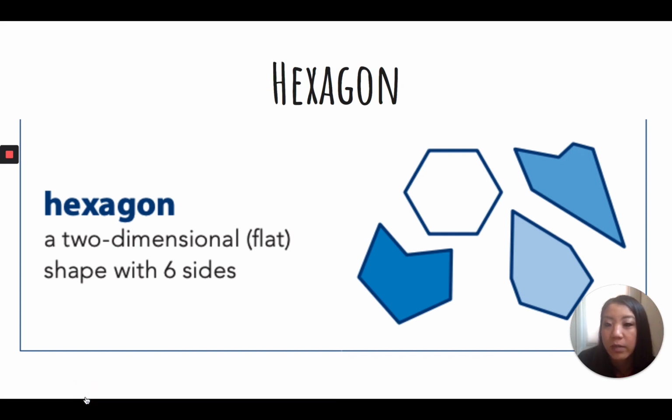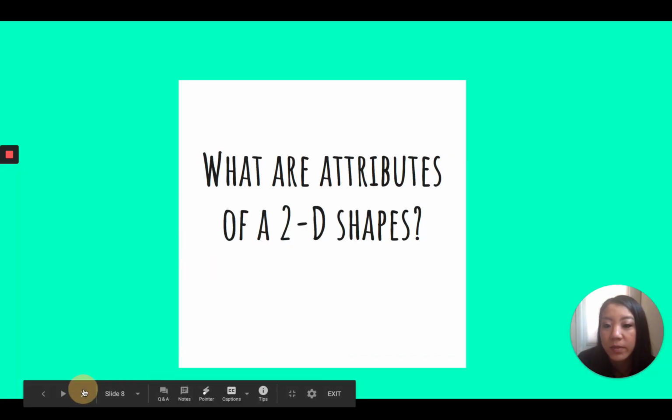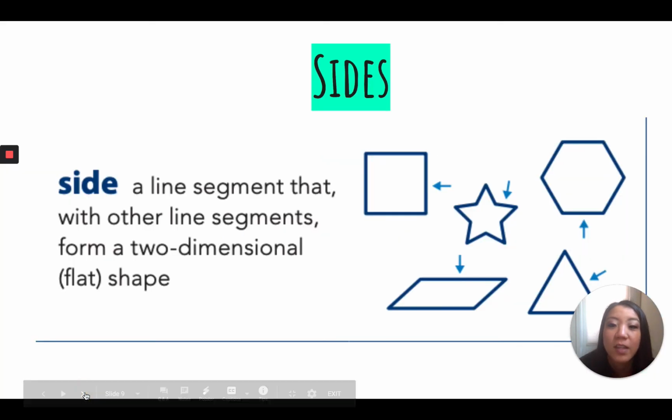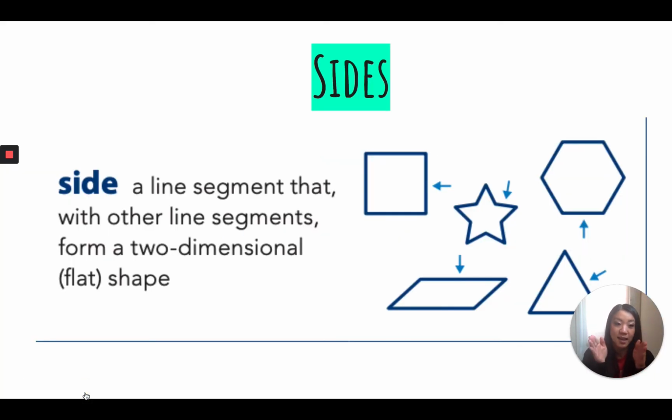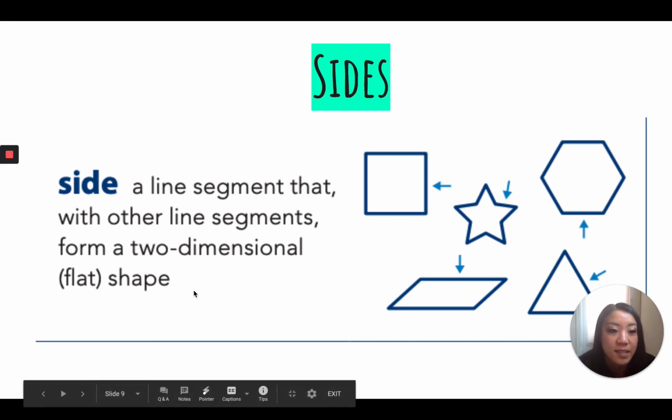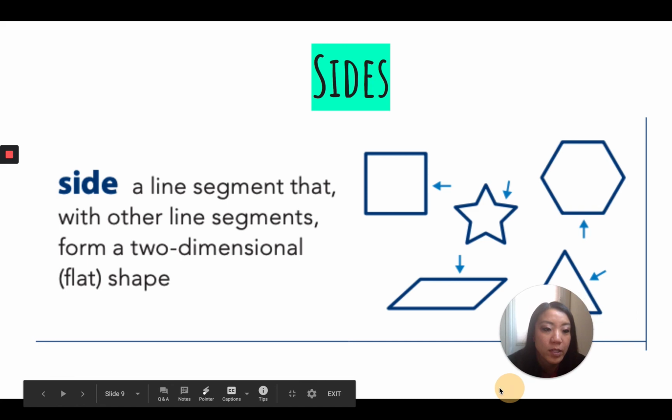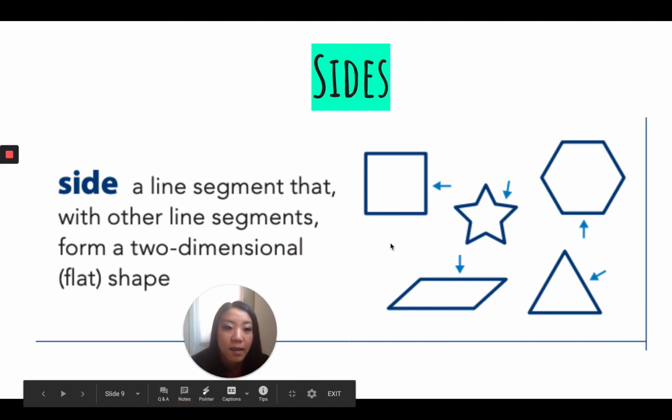Now, we're going to review those attributes that we talked about. What are attributes of a 2D shape? That doesn't make sense. I will fix that. Everyone makes mistakes, right? Okay, so the first attribute is sides. Sides are straight lines. As you can see in all of these shapes, it is pointing to sides.